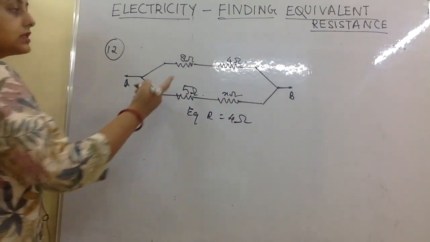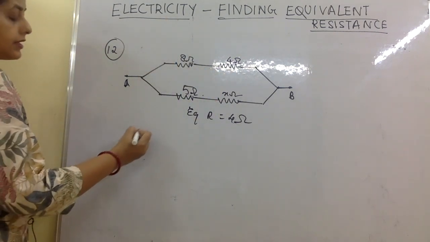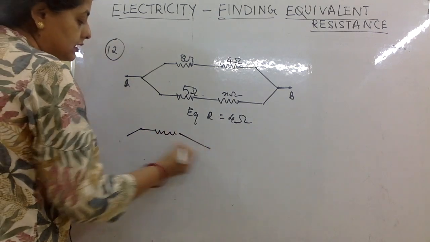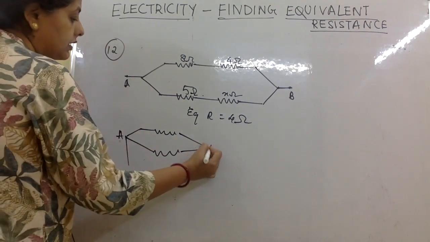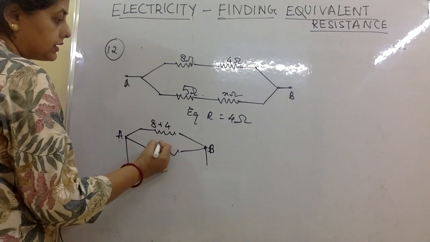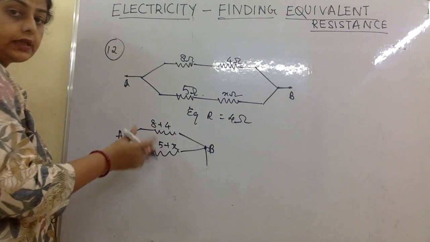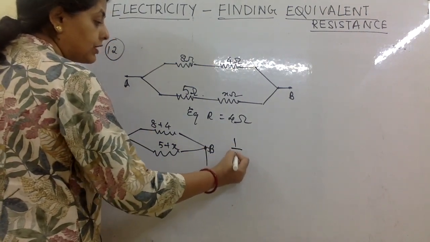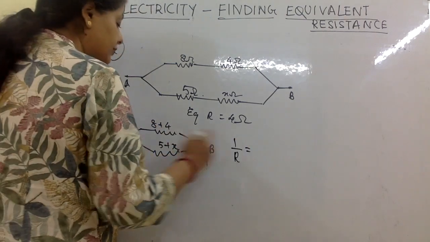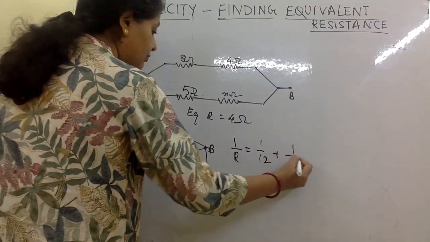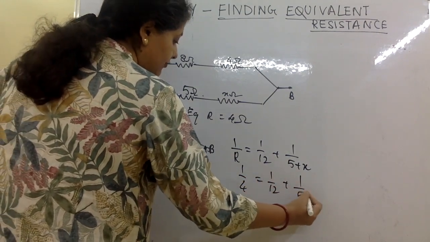Okay, so let me first take, this is actually 12, right? 8 plus 4, 12, and this is 5 plus x, right? So I will redraw this diagram and see. This makes it very easy to understand. A, B, this is 8 plus 4 and this is 5 plus x. Okay, so now I will be finding the equivalent resistance. So for equivalent resistance, since this is a parallel connection, I am using the parallel formula. First I have used the series. 1 by R is equal to 1 by 12 plus 1 by 5 plus x. Okay, this is 1 by 4 is equal to 1 by 12 plus 1 by 5 plus x.